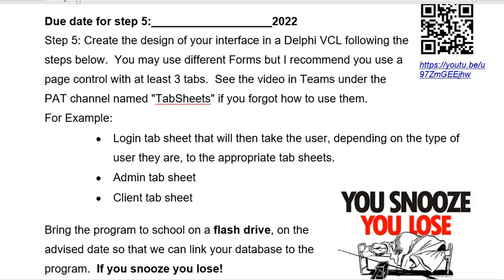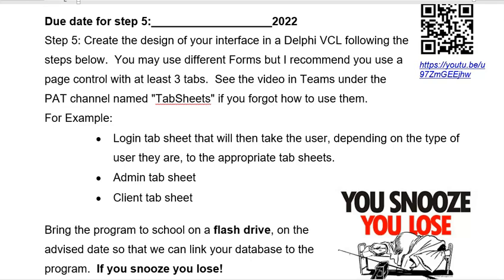Then we add tab sheets. I show them how a tab sheet works because sometimes they forget. And they have to have at least 3. Very important for their next lesson or their next due date is that they have at least 2 DB grids somewhere on those tab sheets, because then we would like to link it.